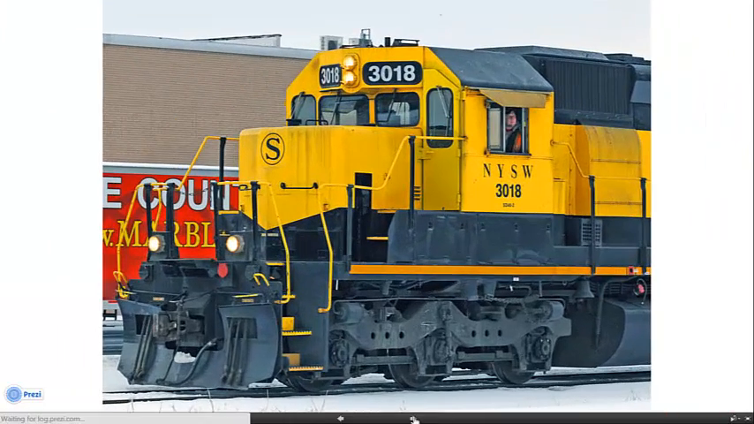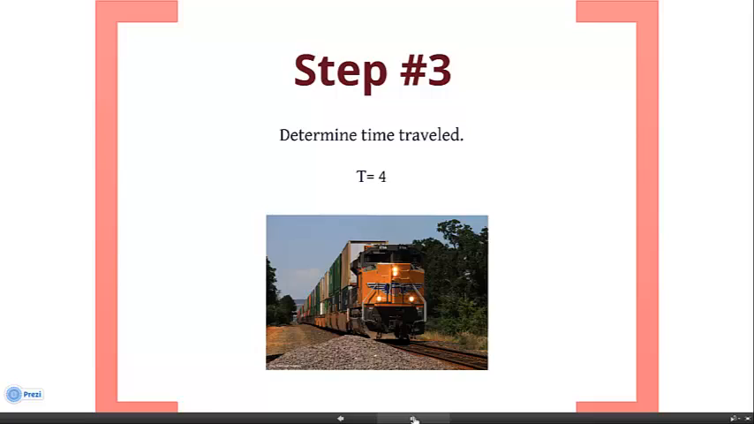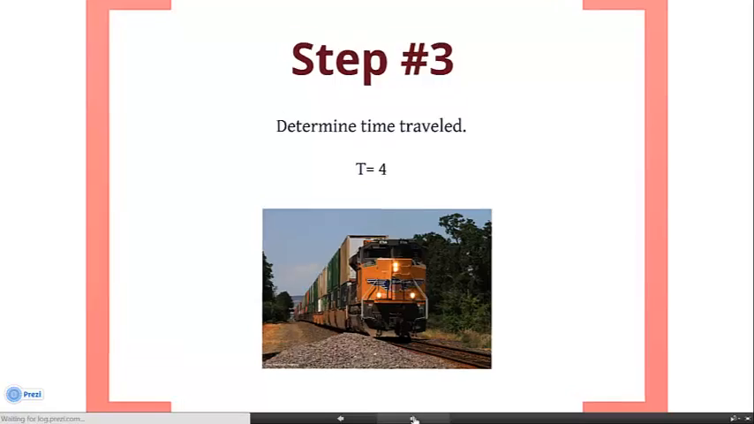Step 3. Next, we are going to determine the time traveled. The engineer will measure the time it took to cover the distance using the train's clock. In this example, the train has a traveling time of 4 hours.